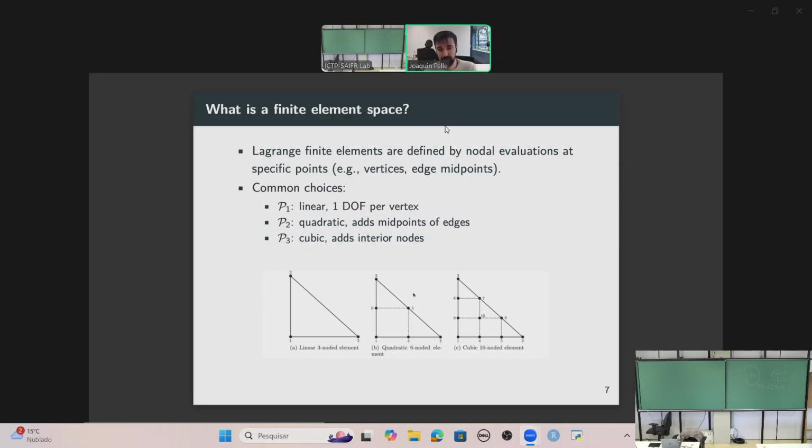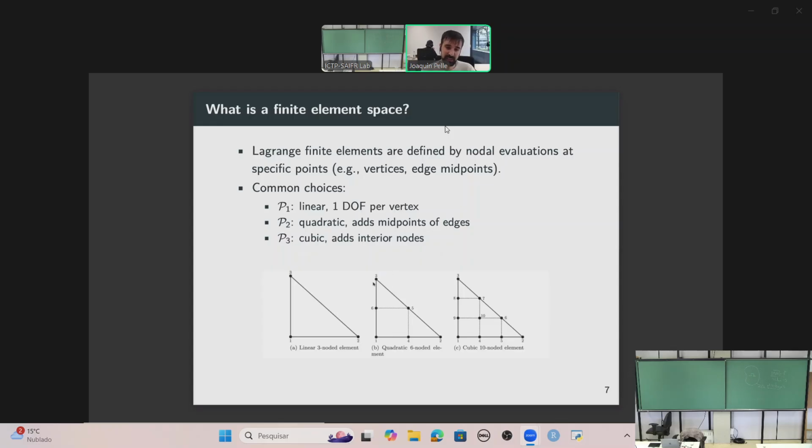Same for higher order. Now, if we have polynomials of order 2, then we add more nodes, and the values that this polynomial of order 2 takes on these nodes completely determine which polynomial of order 2 I'm talking about, and so on for higher order as well. We add more nodes, and in general, we gain accuracy, at the expense of more computational cost. But this is the general idea.